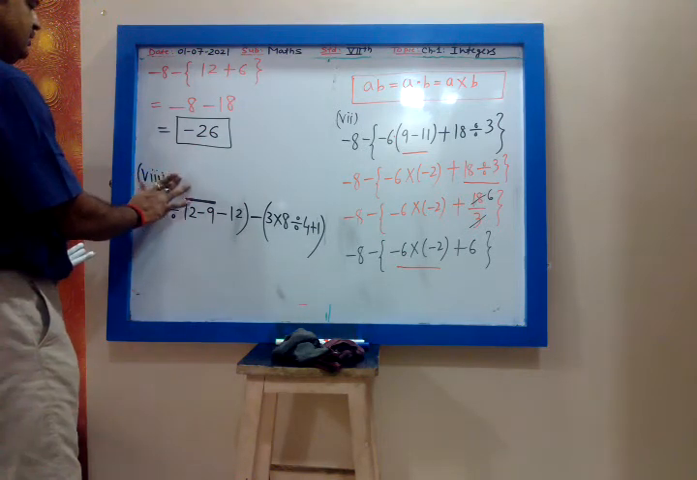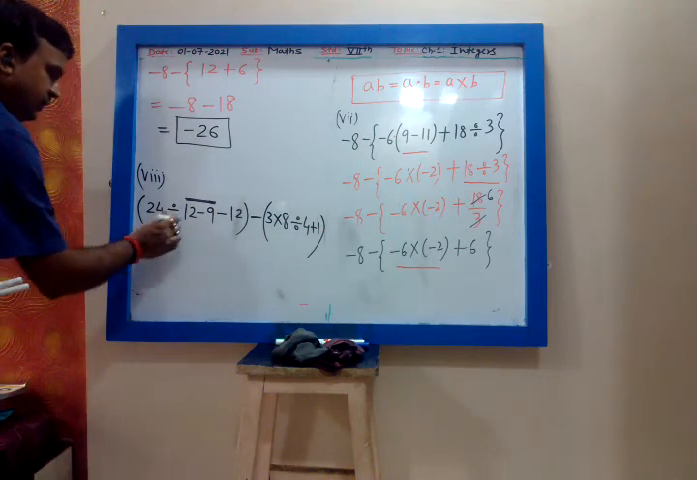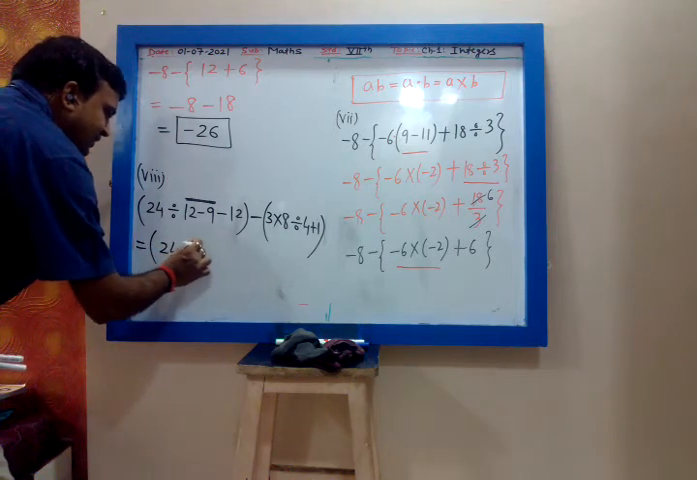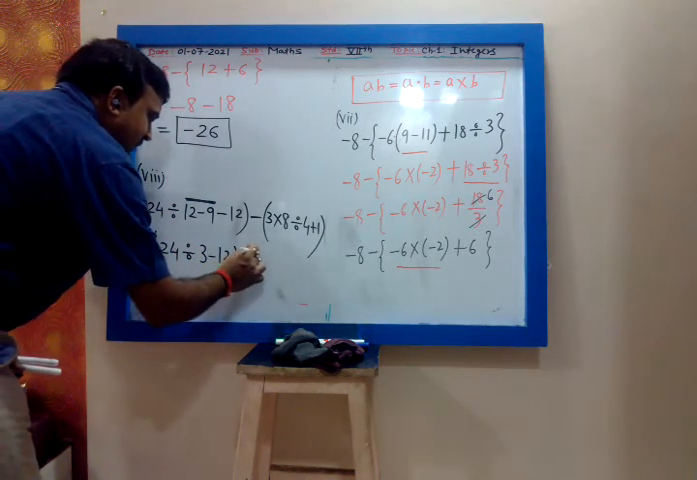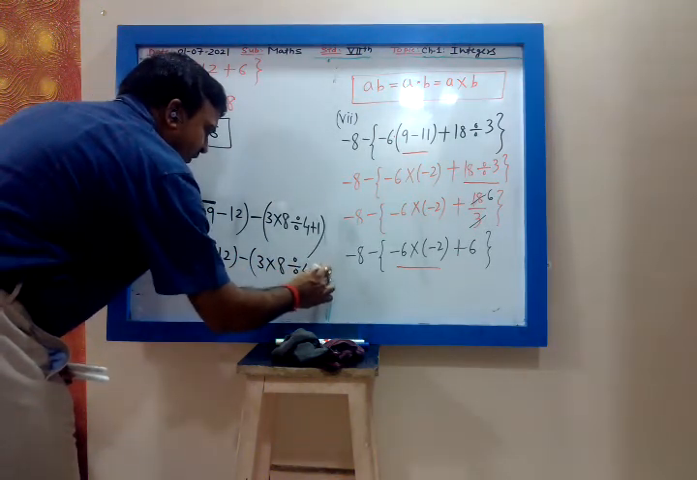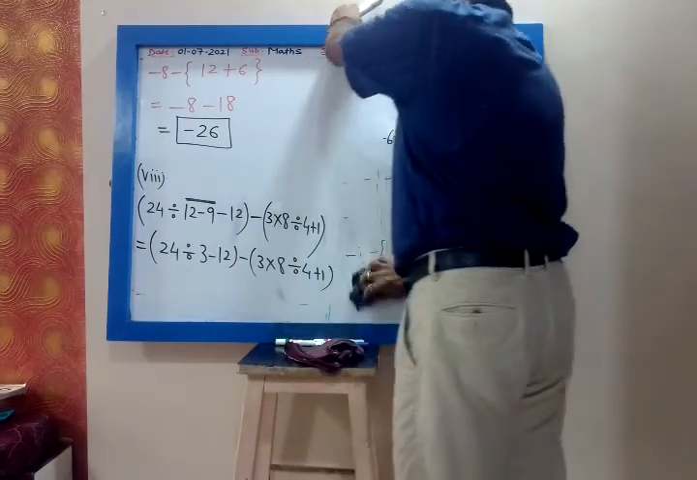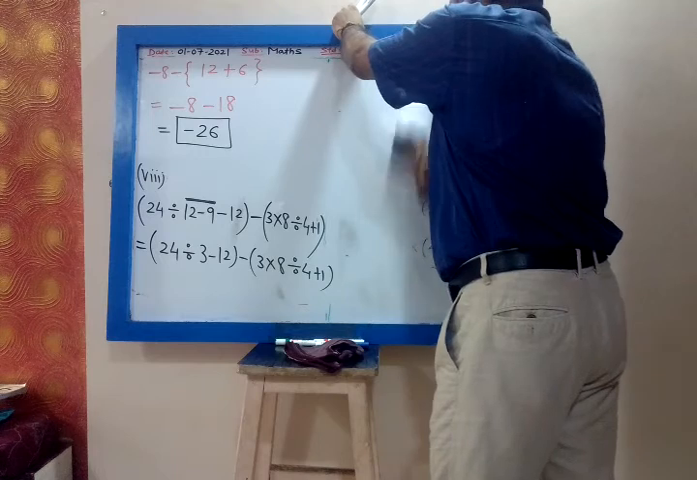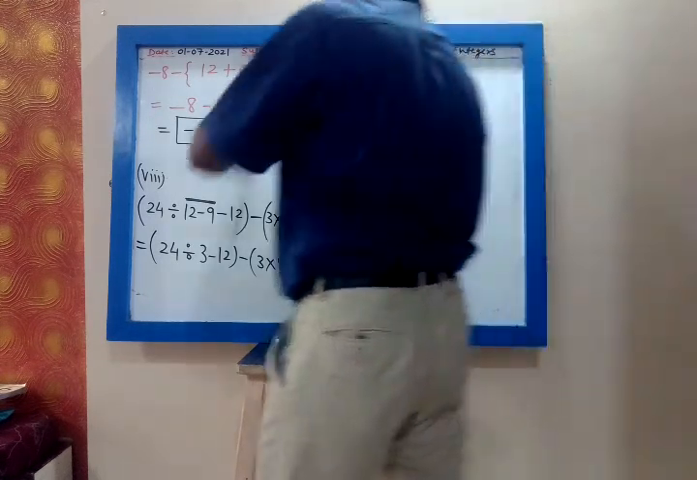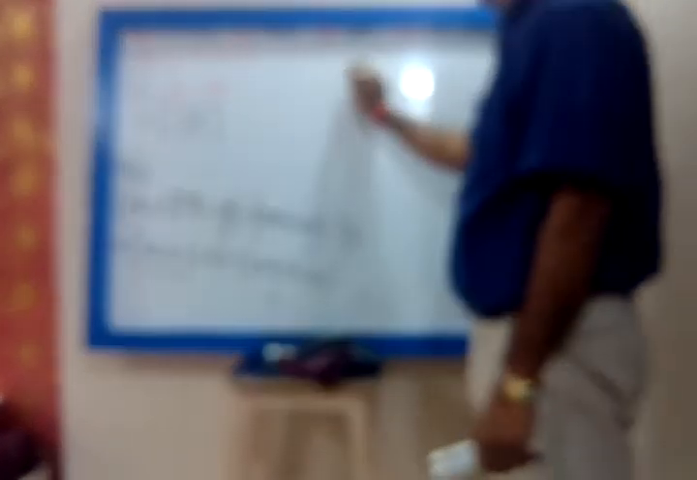Now let me solve the eighth also. First I will simplify the vinculum. So that is 24 divided by 12 minus 9, which is 3. So 3 into 8 divided by 4 plus 1. Now which will you perform first? Division. The vinculum is over now, there is no vinculum. Now we have to simplify division. 24 divided by 3 is 8.